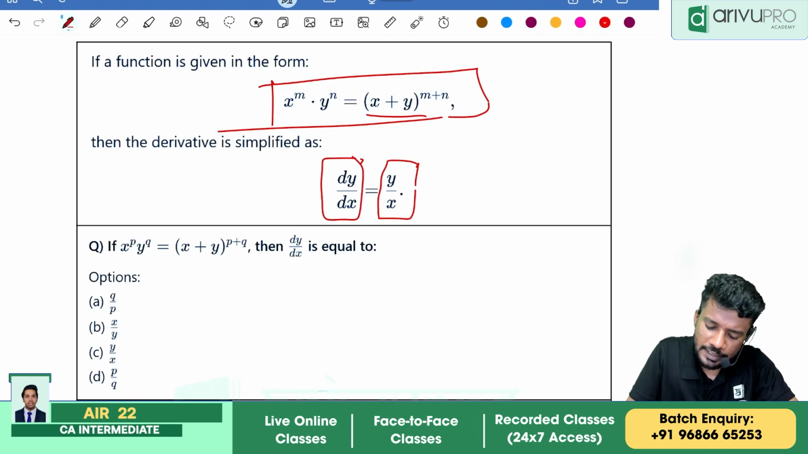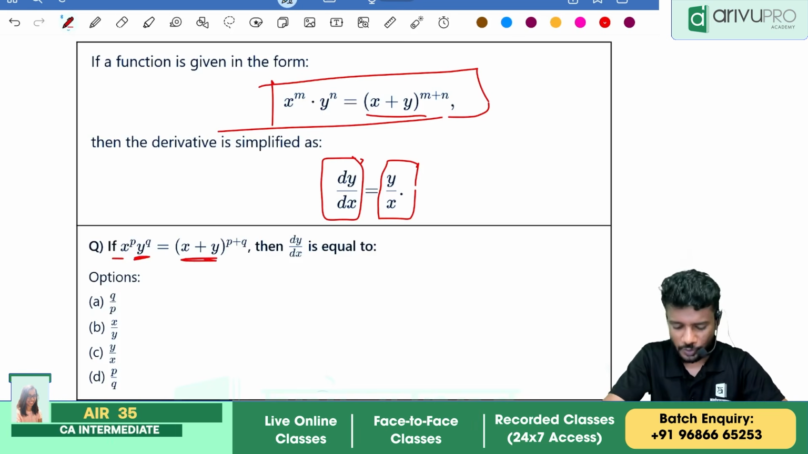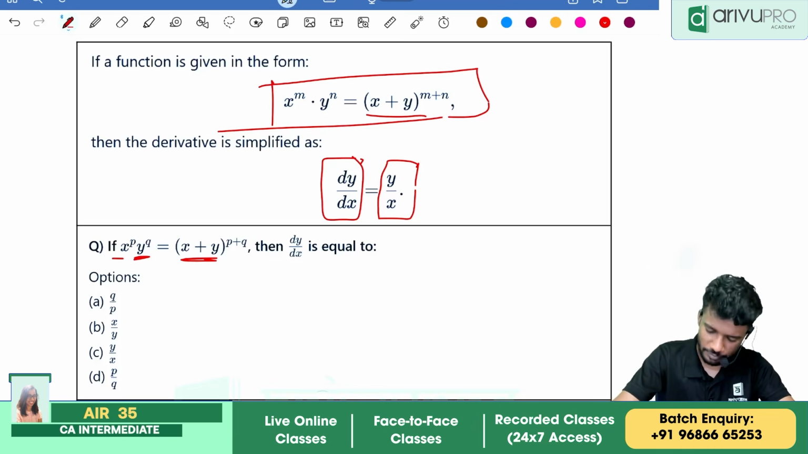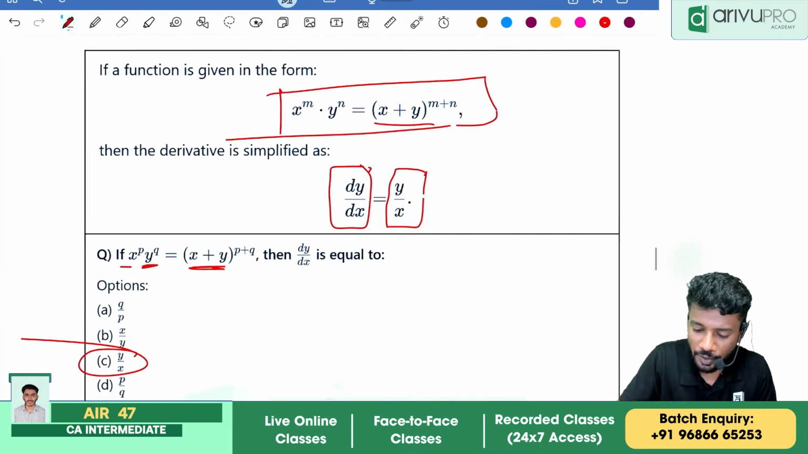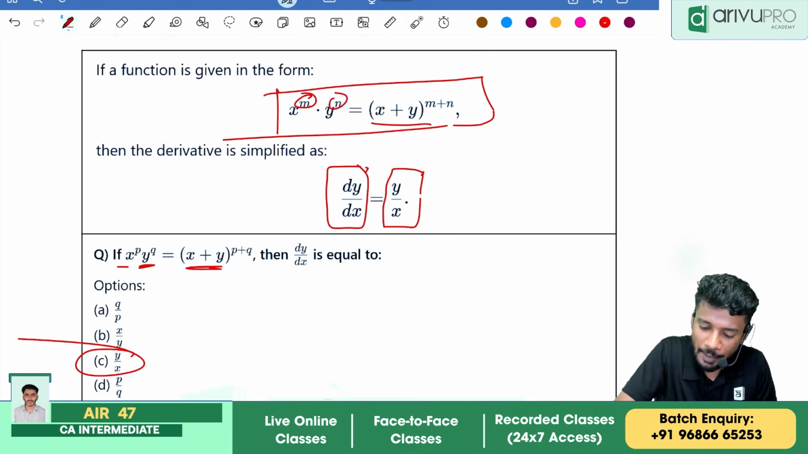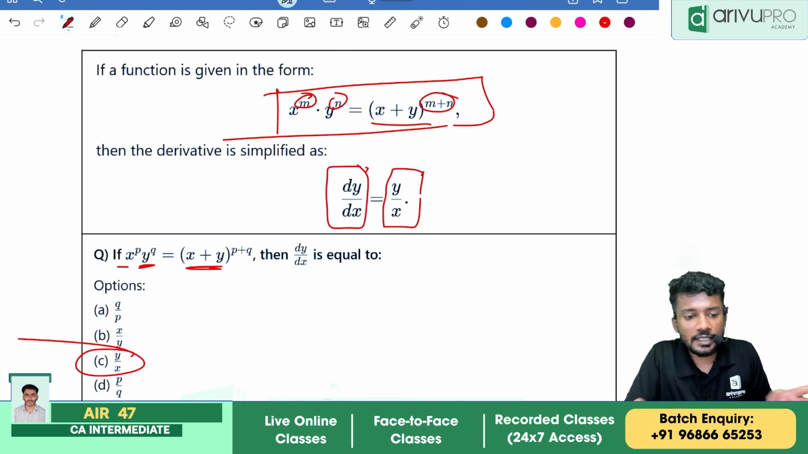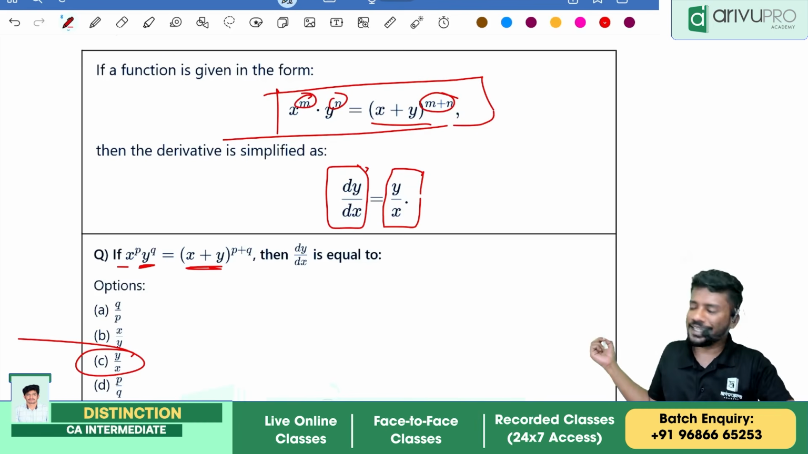Here, x raised to p into y raised to q is equal to (x plus y) the whole raised to p plus q. What is the answer? It is y by x. We are not concerned about the powers m and n. We should just check whether, on the right hand side, it is m plus n. Then the answer is y by x.